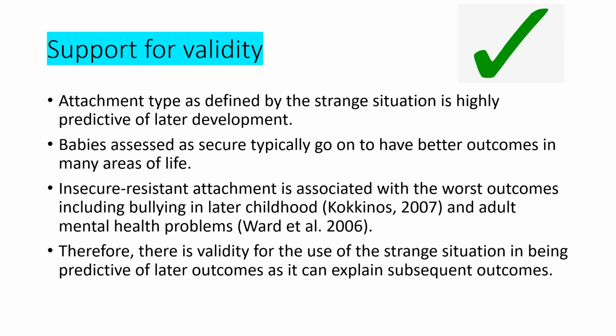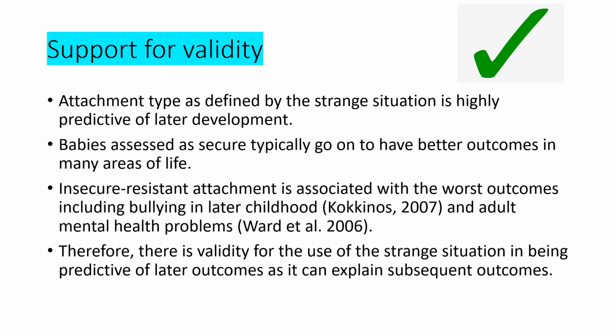And also, insecure resistant attachment is associated with the worst outcomes. So that includes things like bullying behaviour. A lot of kids that are bullies, shall we say it like that, they have these insecure resistant types, unfortunately, and this is very predictive behaviour. So what we see from very young, it predicts that later behaviour. And also it leads to potentially adult mental health problems, as found in research by Wardell there.